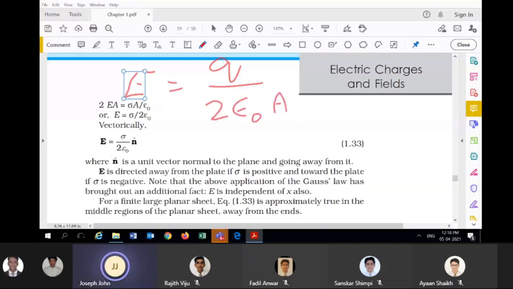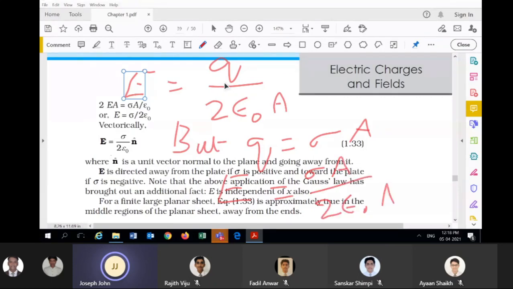But Q is equal to sigma A, the total charge. Can I substitute there now? Q is equal to sigma A, substitute. Therefore, E is equal to sigma A by 2 epsilon 0 A. A and A will cancel. A is the area of cross section. I mentioned that, isn't it? Last formula is what? E is equal to sigma by 2 epsilon 0. This is the last formula for that. Please make note.